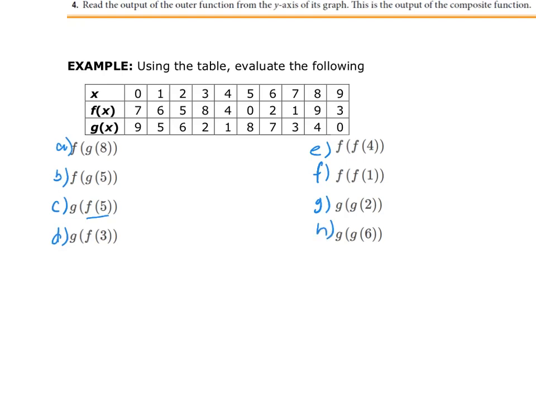The way in which I'm going to do C is I'm first going to find F of 5. So I'm going to come across here to 5, and F of 5 is 0. So this is G of 0. Once I found G of 0, then I'm going to come back up here and look for the 0, which is here, and the output when I put in 0 is 9. So my final answer is 9.